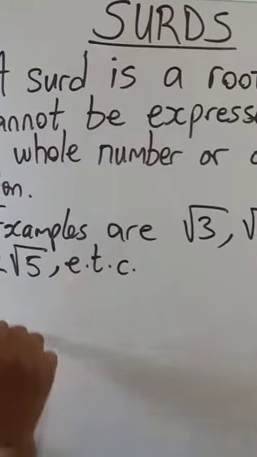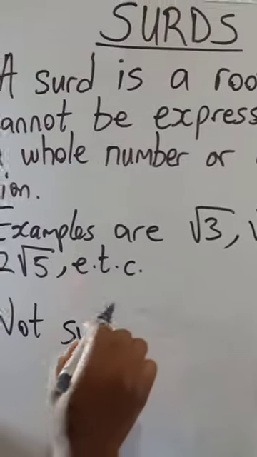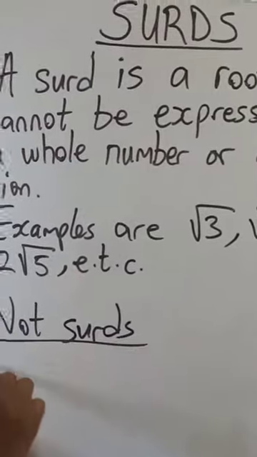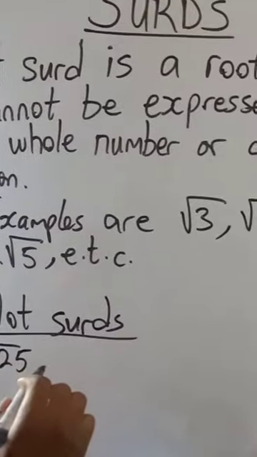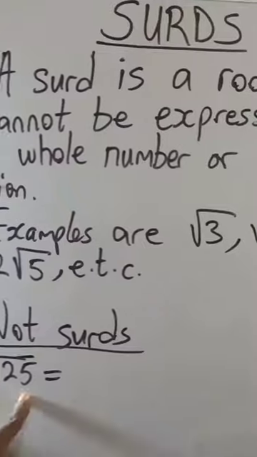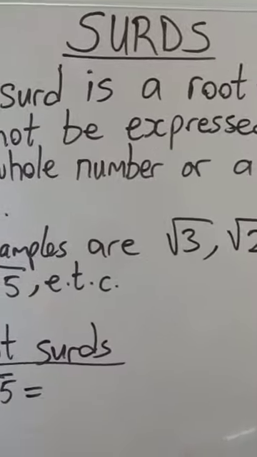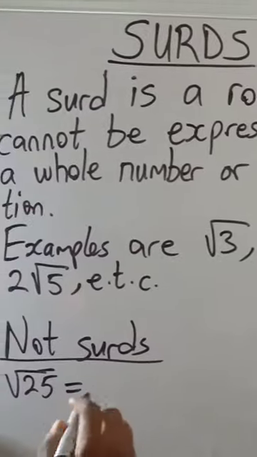Now we have some roots that are not SURDS. For example, root 25. Root 25 is not a SURD. You know why? 25 in itself is a perfect square. So the square root of a perfect square will give you a single number. So the square root of 25 gives us 5.